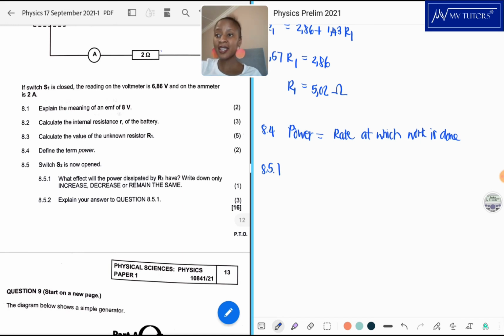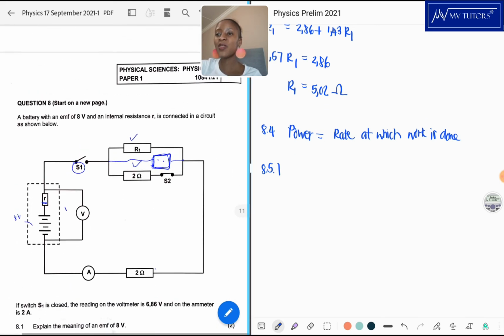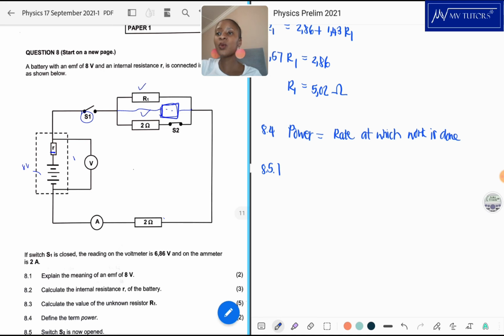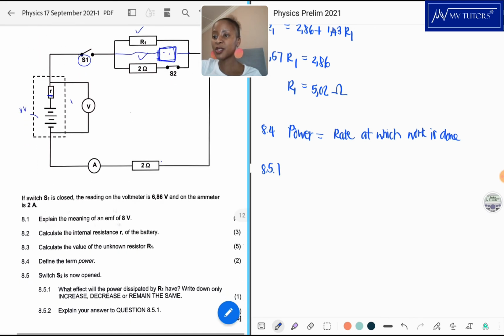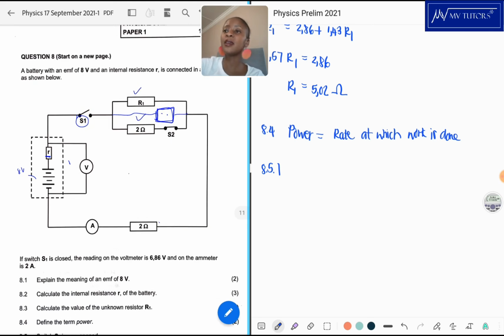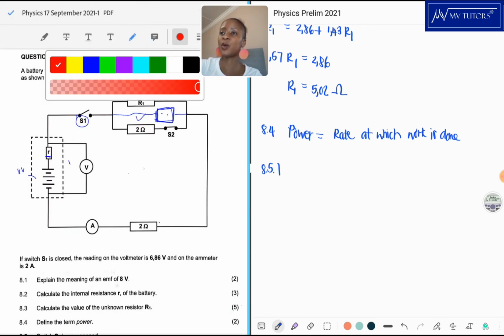Now they're saying switch S2 is now opened. Where is switch S2? And how will that have an effect? What effect will the power dissipated by R1 have? Okay, so R1, when the switch was closed, okay, now it's opened. So what will happen if this is opened? Where will the current go? Or where won't it go?